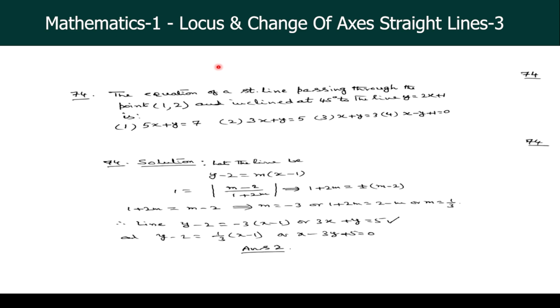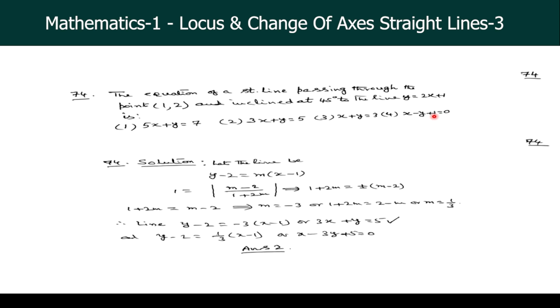74. The equation of a straight line passing through the point (1, 2) and inclined at 45 degrees to the line y equals 2x plus 1 is: 5x plus y equals 7, 3x plus y equals 5, 3x plus y equals 3, x minus y plus 1 equals 0.